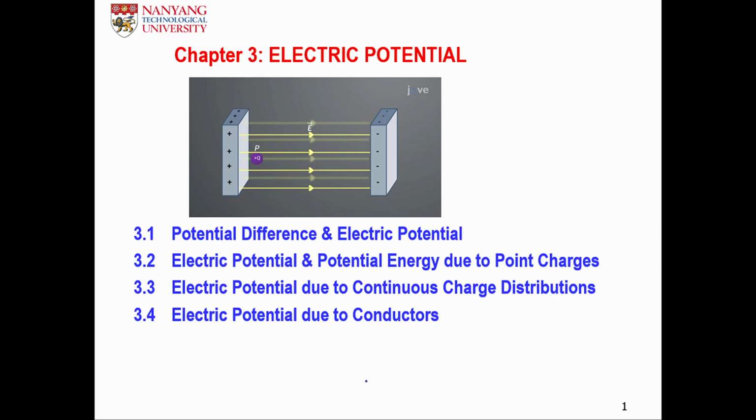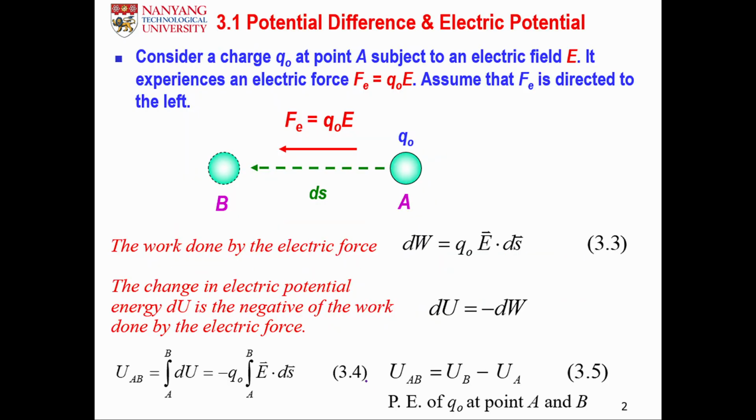So how do we understand in detail the electrical potential and also the potential energy? First of all, where does this potential or the energy of electricity come from? Let's look at this kind of scenario. You have a point charge Q naught. At the same time, you have an electrical field E, right?